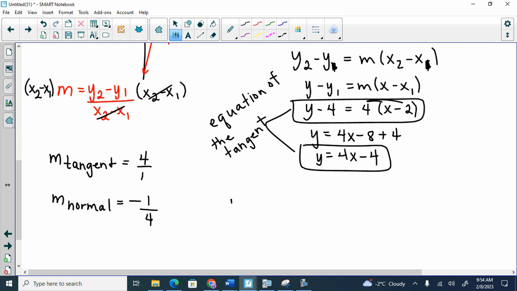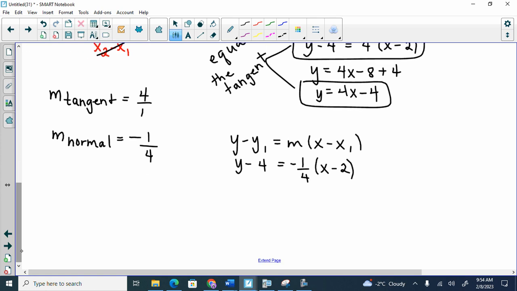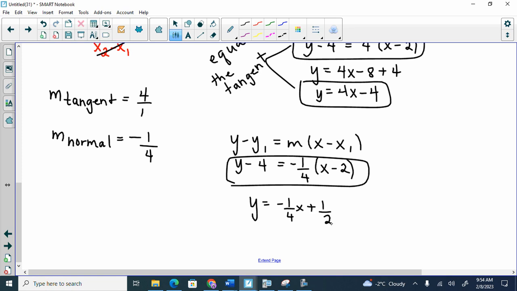So now it doesn't change anything. We can still go y minus y1 equals m times x minus x1. Our m is just different. So it's y minus 4 equals negative a quarter times x minus 2. That's the only difference. So what is the normal? It's perpendicular. So if I solve through it, this is my point-slope form. If I go y equals negative a quarter x, and then minus that times that is negative a half, positive a half, and then add 4. So I would get y equals negative a quarter x plus 9 over 2. Do we agree? Yeah.